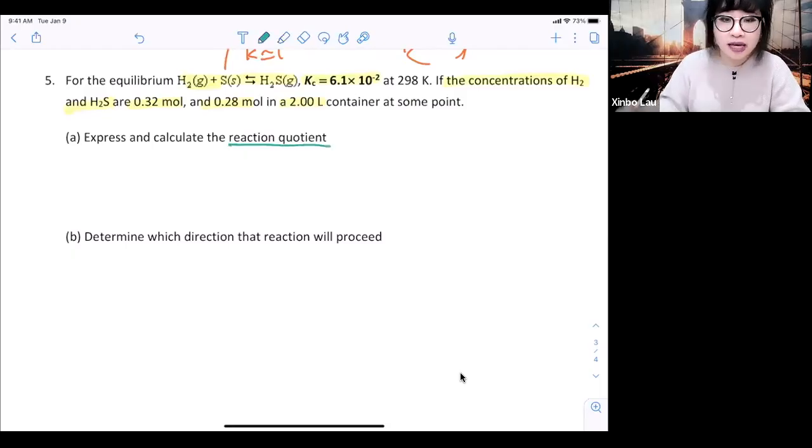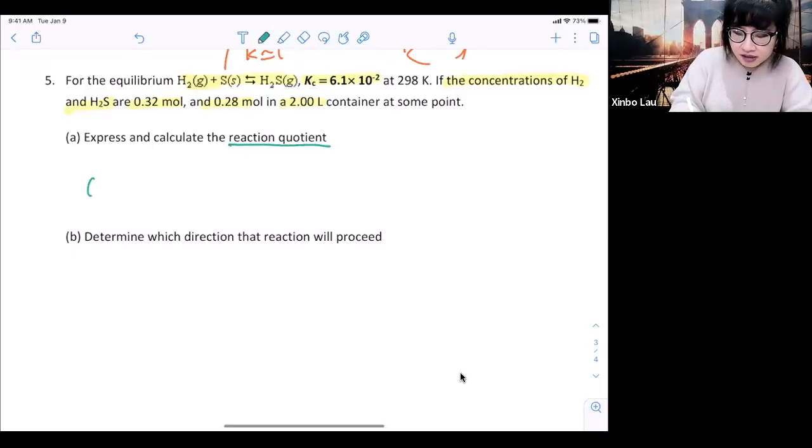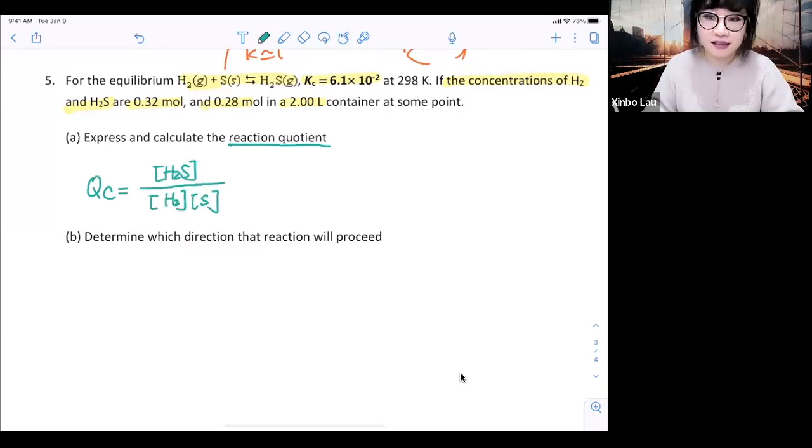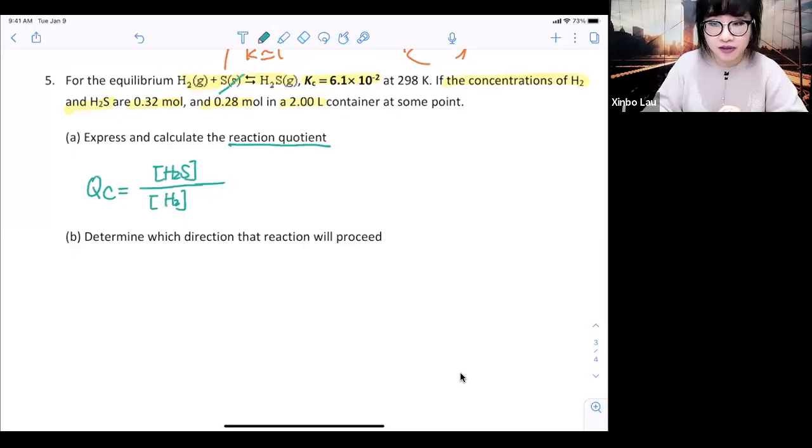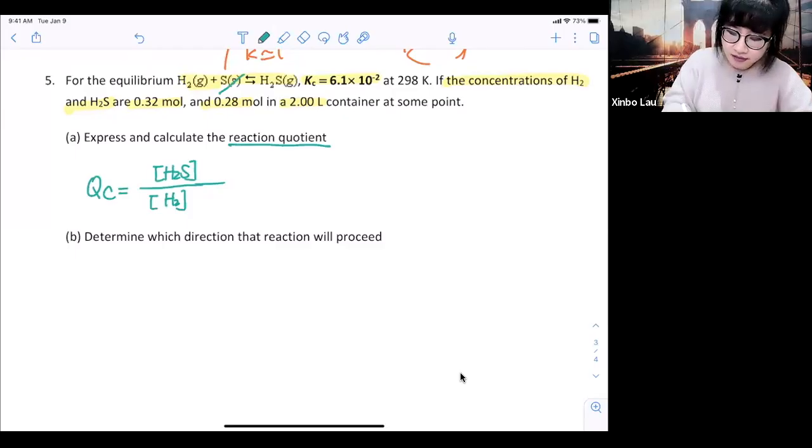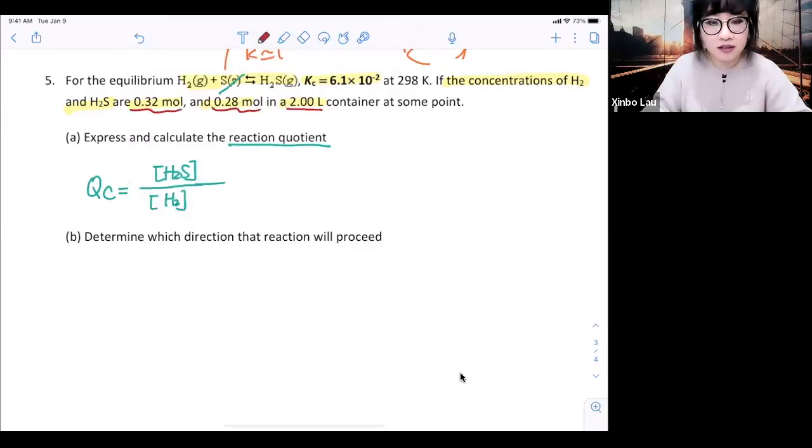Okay, so how do you express Q? First things first, Qc will equal products over reactants, right? So H2S over H2 times S. Is this a true expression? No. What's the problem? This sulfur is not involved because it's a solid, right? So this should be the reaction quotient expression. Now look, you're expressing it as concentration over concentration. Now read the info. I give you the moles in 2 liters. We have to deal with this. I have a question. I did give you moles and liters.